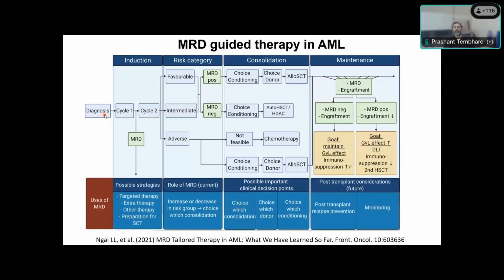Similarly, even in AML you have MRD guided protocols. So this is just an example that the MRD is important not only for risk stratification but also to modify the treatment strategy. There are multiple clinical trials which are going on, including in India.